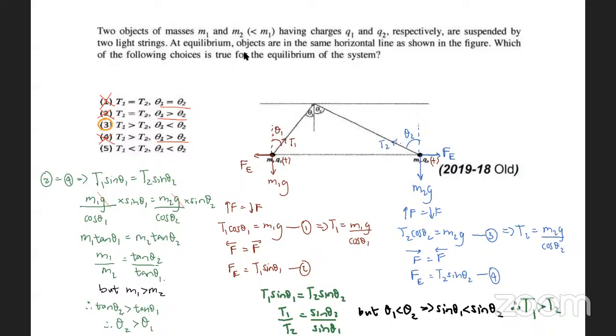Yeah, we take the forces on the charges, each charge separately. You mark the forces acting on each charge separately. This charge should be at rest. This charge should be at rest. So the resultant must be 0. That's how you get the answer.